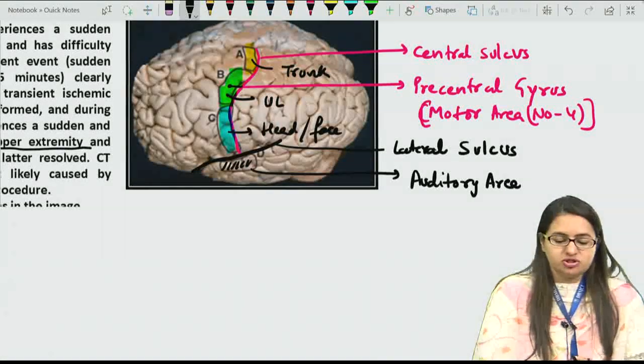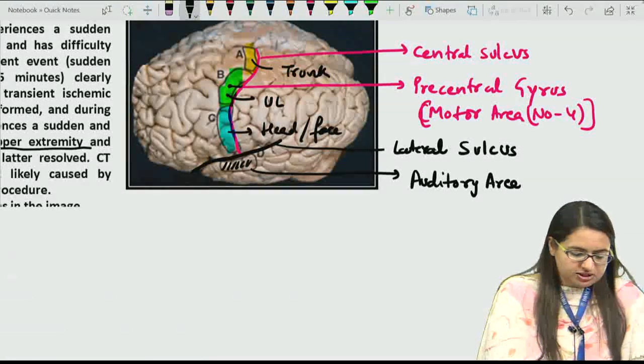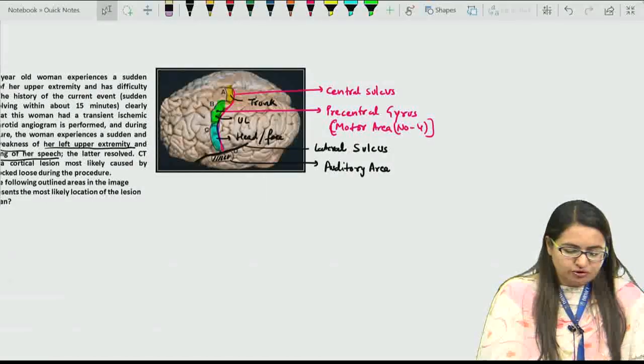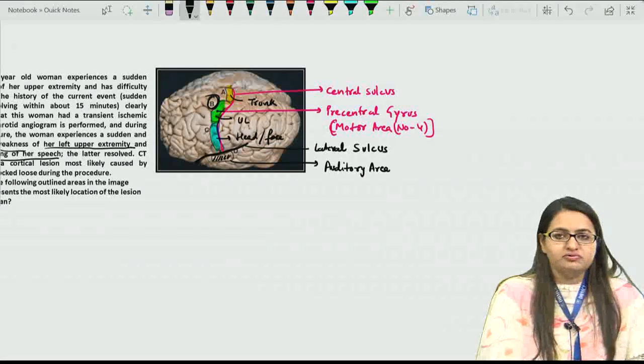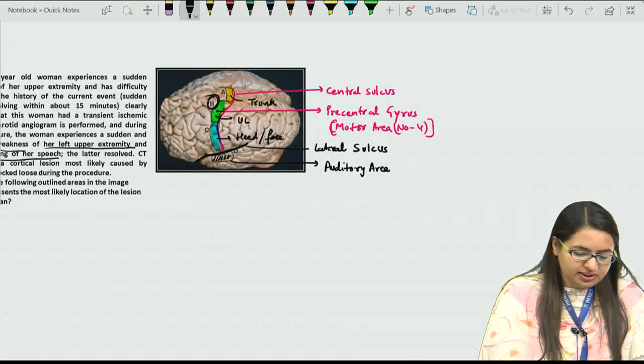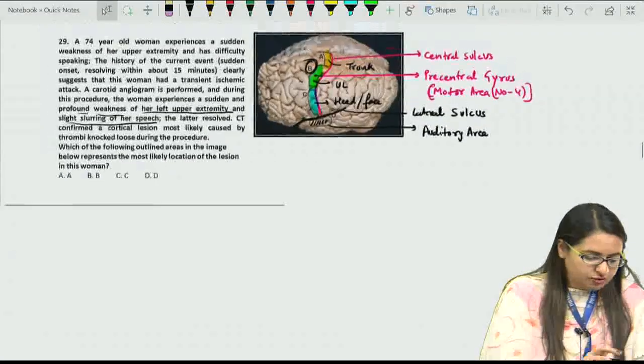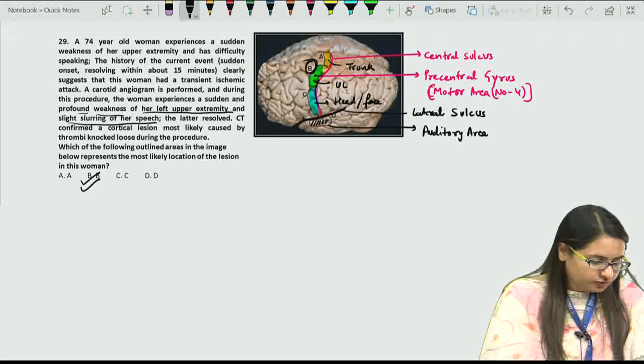Now according to the symptoms, there is weakness of the upper extremity. That means this B area is the one involved, which leads to the weakness of the upper extremity. So the answer for the 29th question is B.